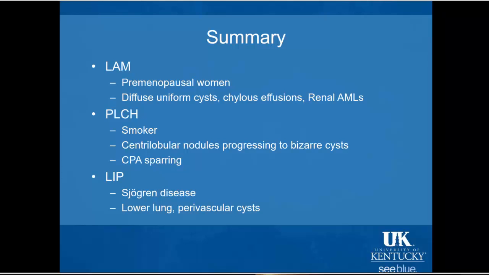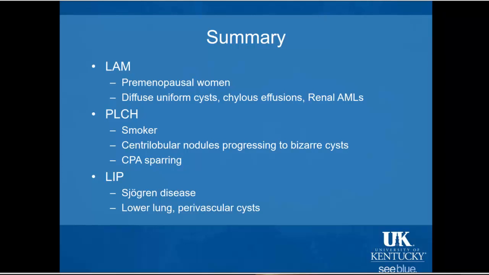PLCH, highly associated with smoking, greater than 95% of the time. Now remember, early in the disease course, it's not actually a cystic lung disease. It presents as upper lung predominant centrilobular nodules with lower lung costophrenic angle sparing, right middle lobe and lingular tip sparing. But as the disease progresses and those centrilobular nodules cavitate, they progress to these bizarre looking cysts.